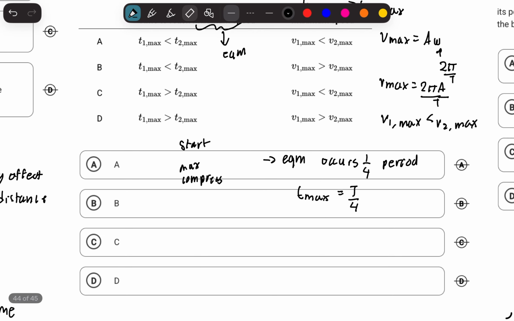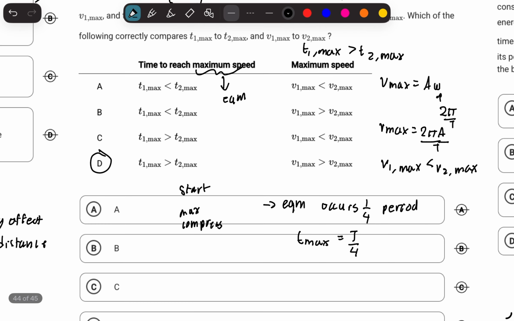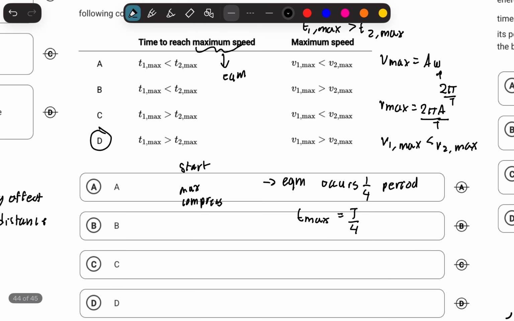So now, which one of these options matches what we have? So that's going to be the last one. t1 max is greater than t2 max, and also v1 max is greater than v2 max. So let's see here. v1 max, v2 max. Wait, let's see here.